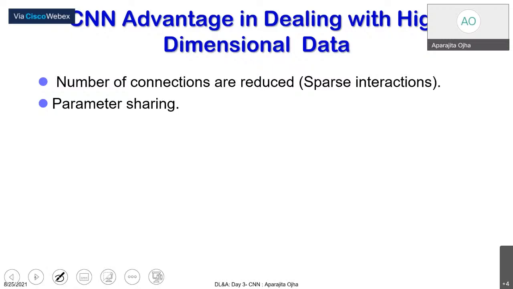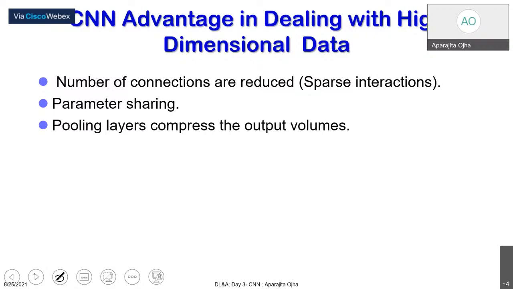So the number of connections is reduced, number one. The second thing is parameter sharing, right? Third, which is important, is that pooling layers compress the output volume, right? So what happens, suppose the input dimension is say 512 cross 512. The memory footprint of the entire model will be large. The memory footprint of your data size will also be large. So in order to deal with this, pooling layers are introduced.